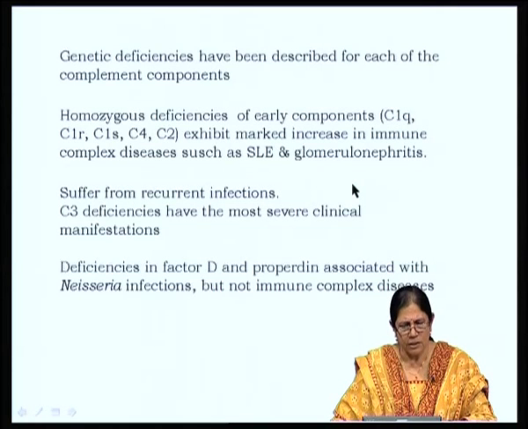There are genetic deficiencies which have been described for each of the complement components, and homozygous deficiencies of early components exhibit marked increase in immune complex diseases such as SLE and glomerular nephritis. These patients also suffer from recurrent infections.